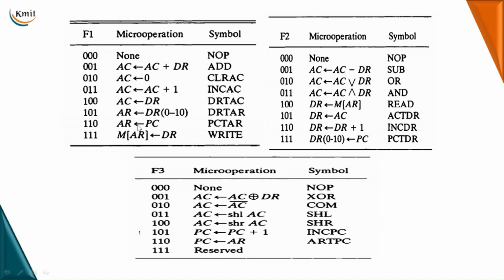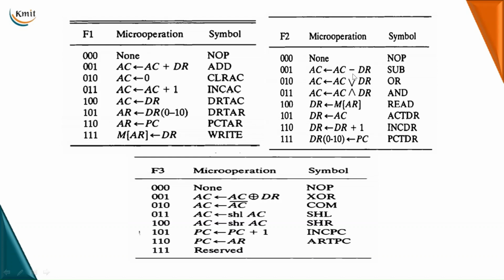Next, PC to AR, so program counter to address register, it performs. Next, 111 is nothing but a write operation, to write the contents of the data register to the memory location specified by the address in the address register. Write operation is performed on the memory. So that is F1.